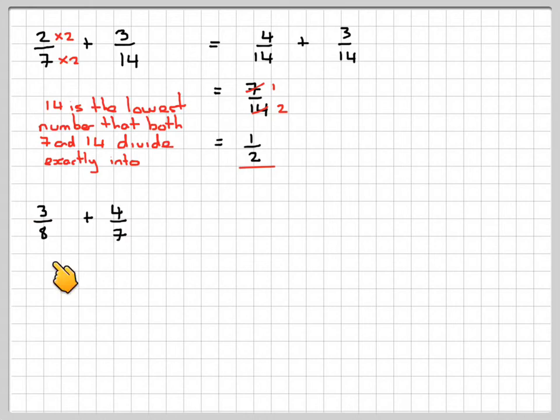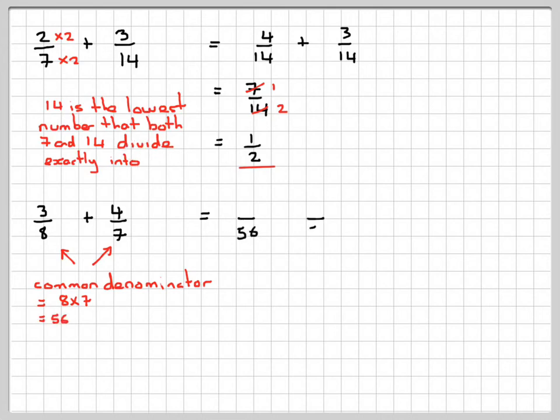If I do 3/8 plus 4/7, then I look for the lowest number which both 7 and 8 go into, in which case this will be 7 times 8. This is also known as the common denominator. So the same thing as we're doing here, which is 56. So we're going to put both of these fractions out of 56. The 8, I've had to multiply by 7 to get 56. So I do the same to the numerator.